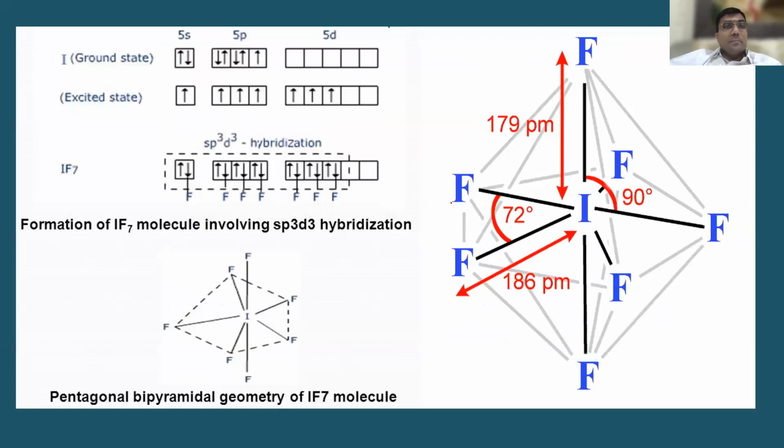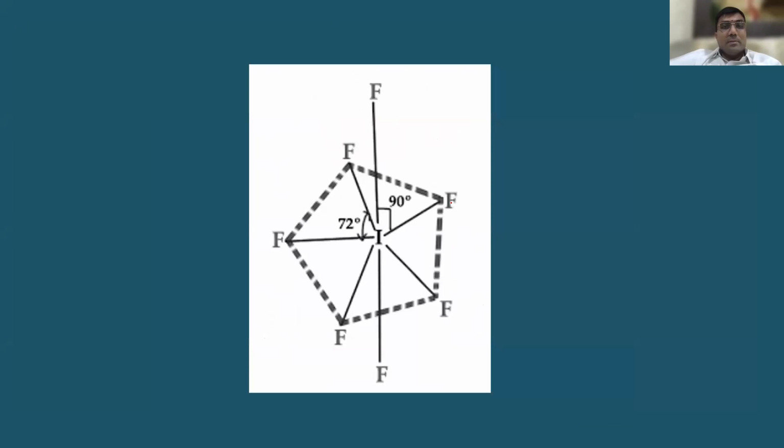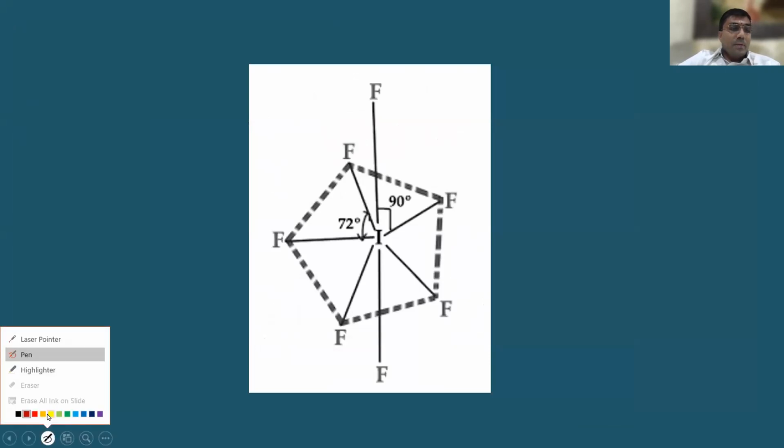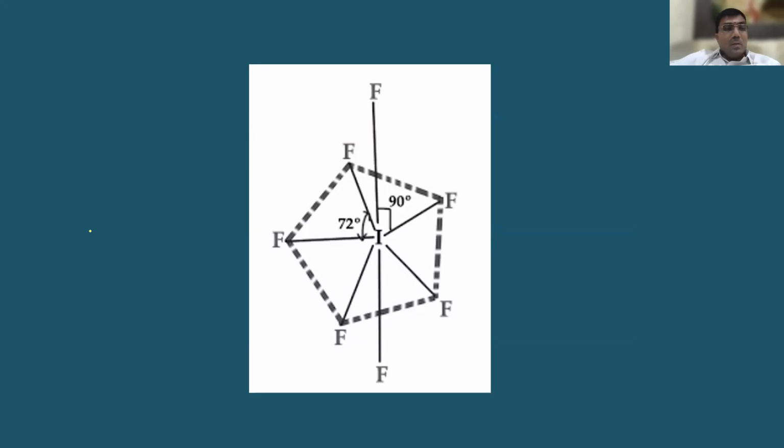Similarly, IF7. Students, in IF7, you see this is actually a pentagonal bipyramidal structure. So I'll take another page and draw for you. Okay, you can have a look here. This is a pentagon.